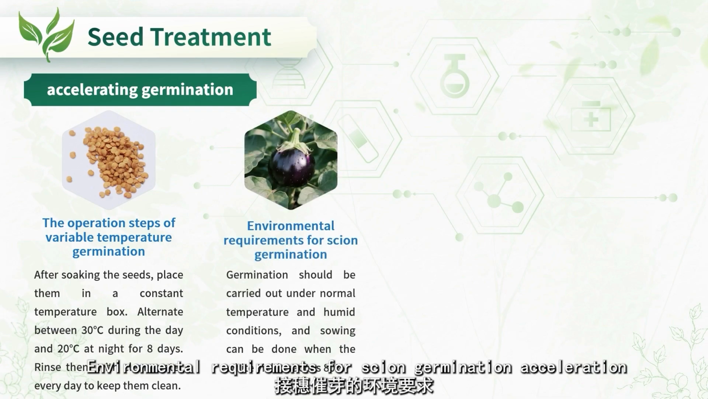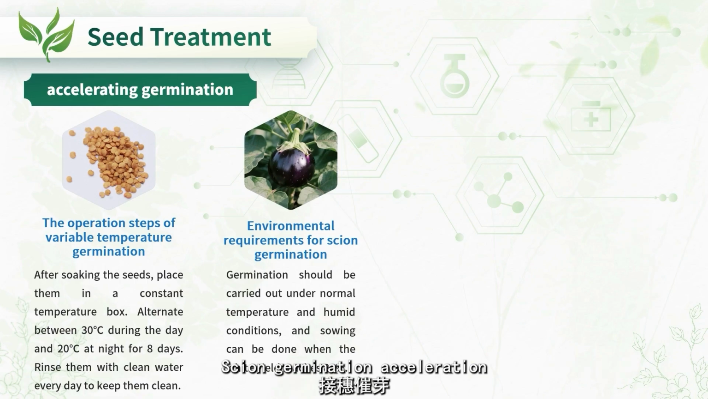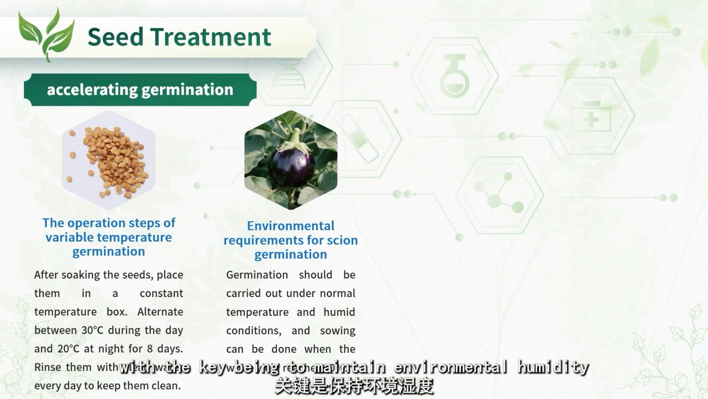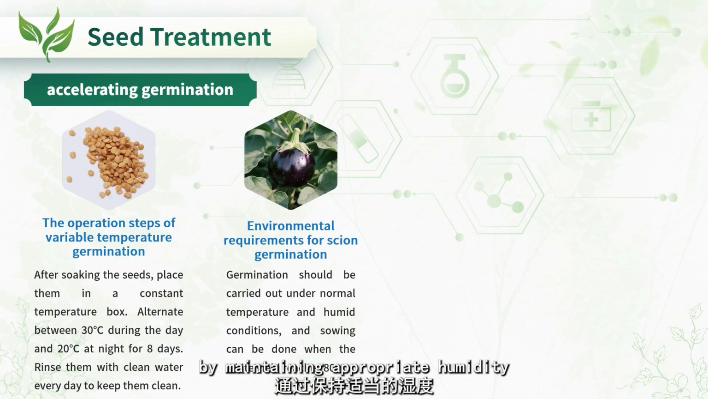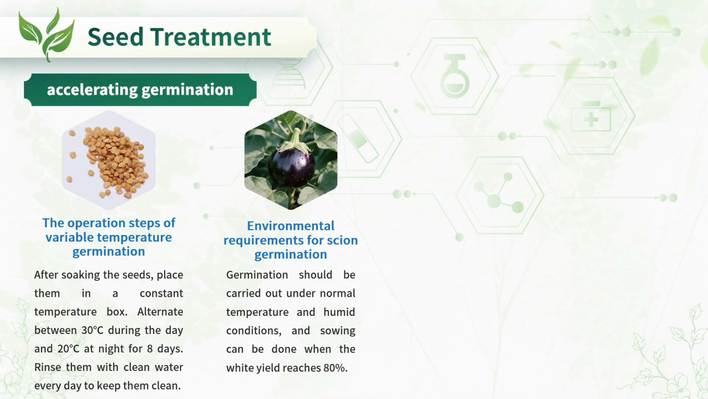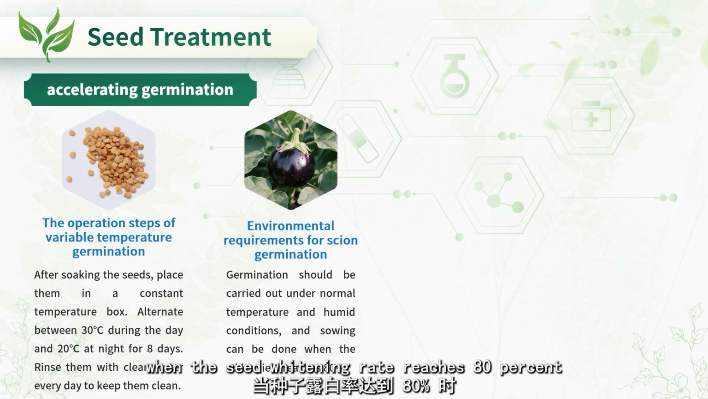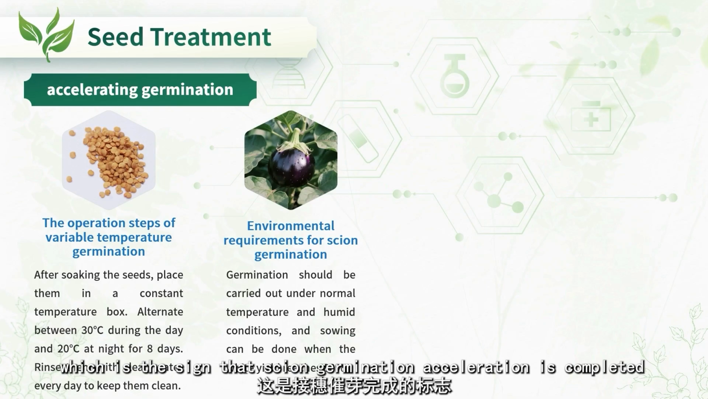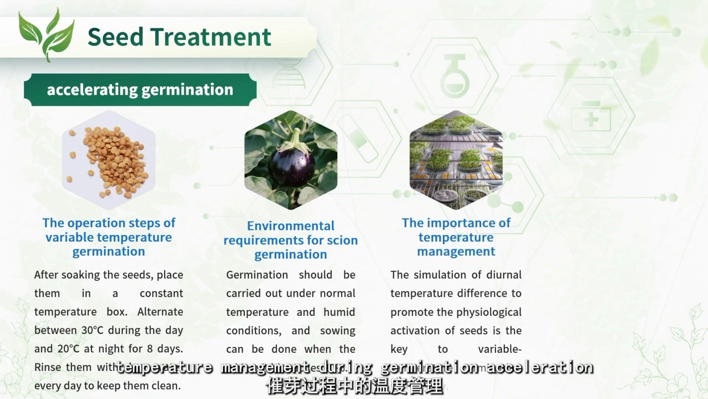Environmental requirements for scion germination acceleration. Scion germination acceleration needs to be carried out at normal temperature, with the key being to maintain environmental humidity. By maintaining appropriate humidity, the germination of scion seeds can be promoted. When the seed whitening rate reaches 80%, sowing can be carried out, which is the sign that scion germination acceleration is completed. Temperature management during germination acceleration.